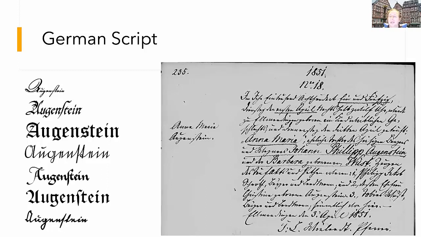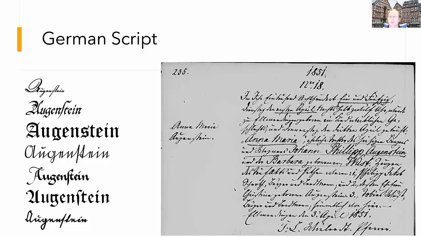And I come across this record. If you notice in the left-hand column, it says Anna Maria Augustine, and then it has the information. So this is her baptismal record. I can see in here, fairly evident in the middle of the second line, it says April. At the top it says 1851. So I know that the baptism is probably in April.